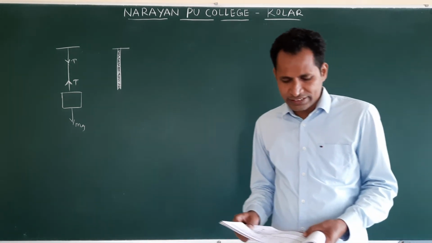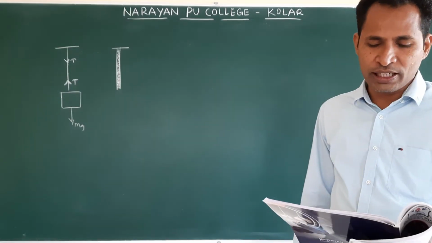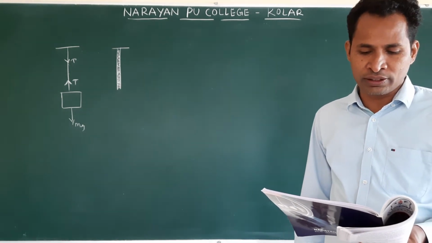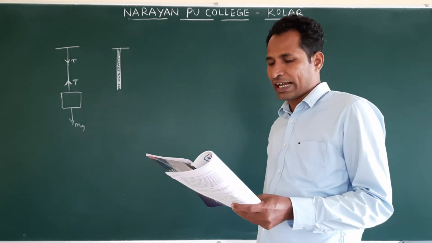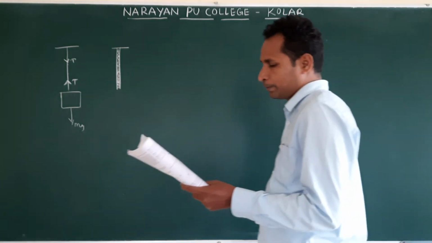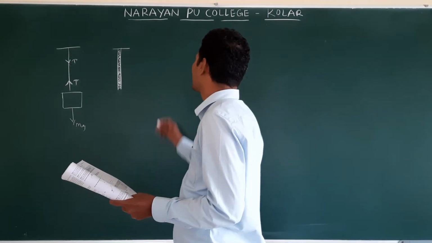Next, we come to the first example problem. A block of mass 5 kg is acted upon by two perpendicular forces, 7 Newton and 24 Newton. Find the magnitude and direction of the acceleration of the block. Two forces are acting perpendicular. Then they are asking first for the net force.